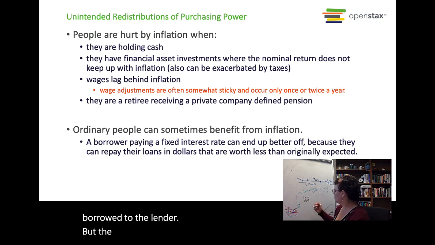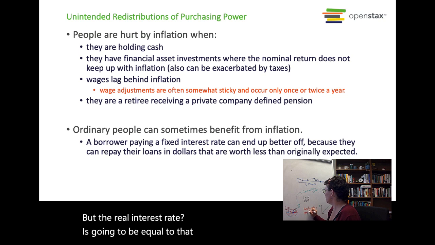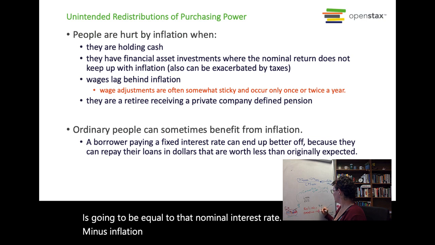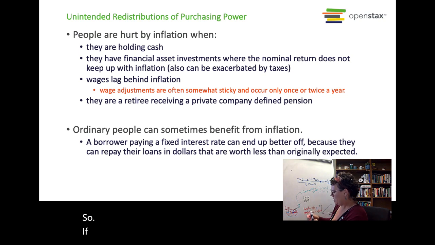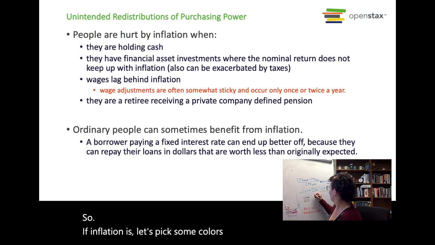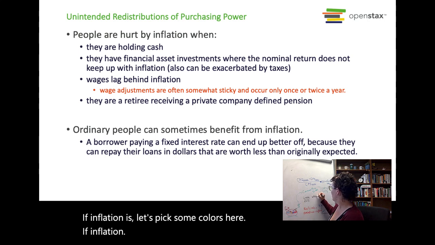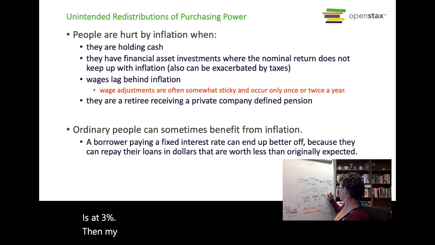But the real interest rate is going to be equal to that nominal interest rate minus inflation. So if inflation is at 3%, then my real interest rate is 20 minus 3, or 17%. And my lender will have calculated that.